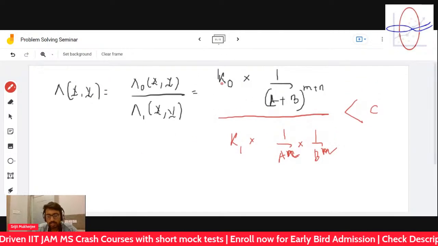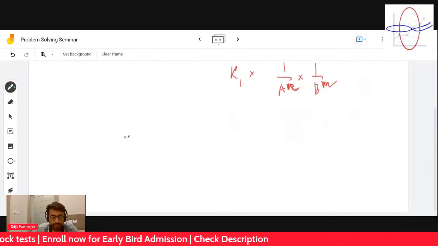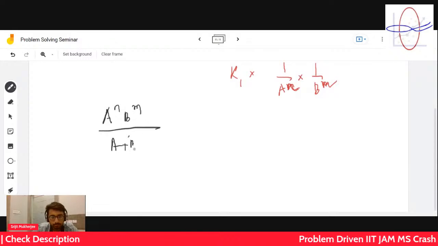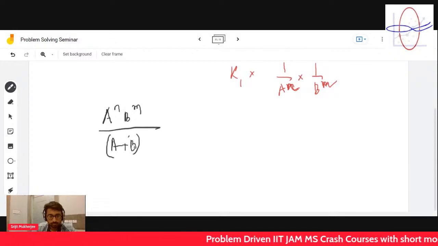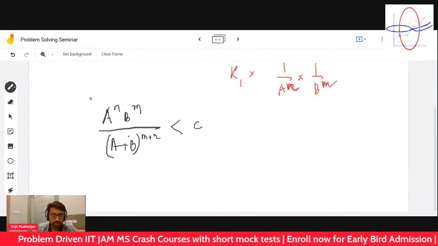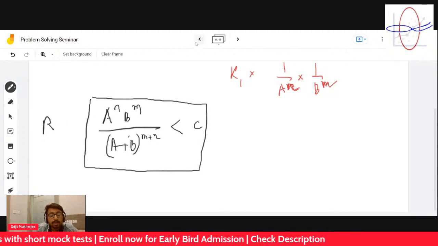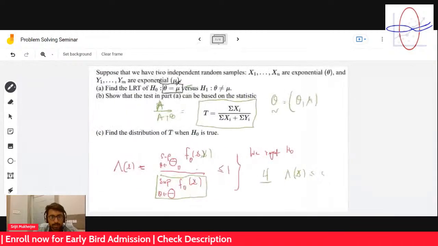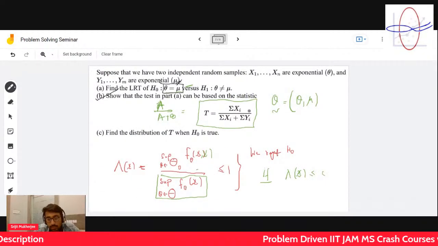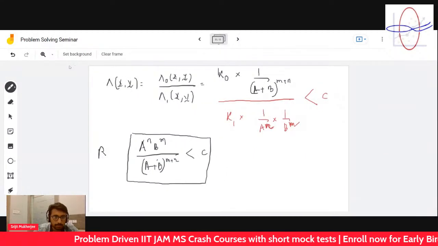So let's see now. K1, K2 is gone, they are positive also. So we have a to the power n times b to the power m by (a plus b) whole to the power m plus n, less than c. So this is the rejection region. But the second part tells you that the test can be written in terms of the statistic a by a plus b. Just a by a plus b.